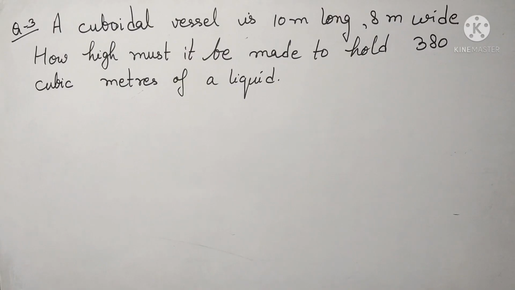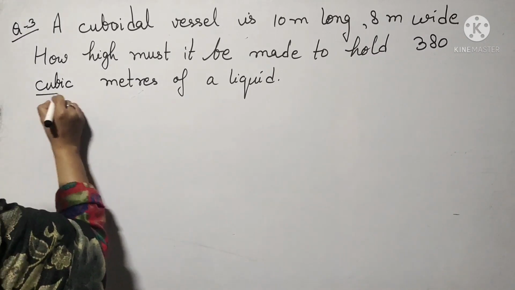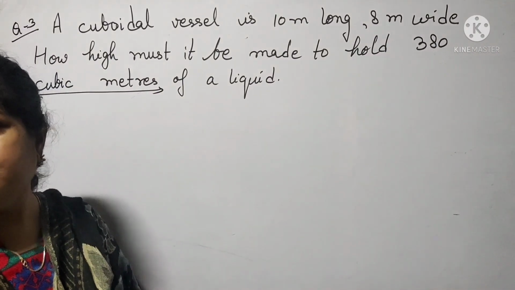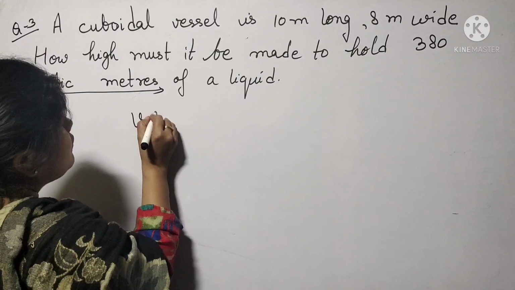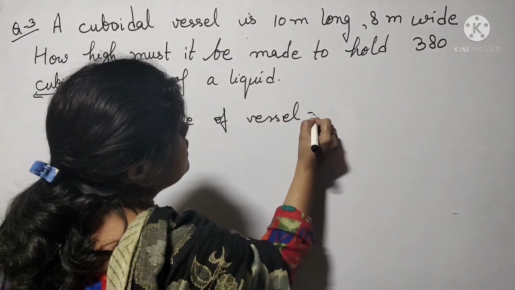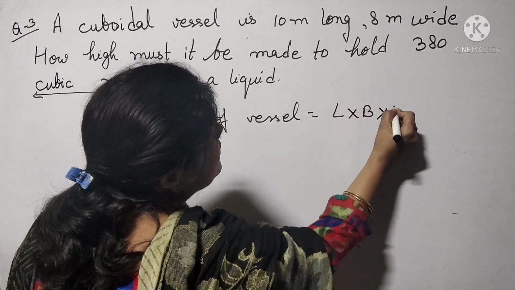Meter wide. How high must it be made to hold 380 cubic meters of the liquid? As soon as we observe in the question, it is written cuboidal. That means length, breadth and height are different to each other. Now, it is also given in the question cubic meters, so we use the formula for volume. So volume of the vessel is equal to length into breadth into height.